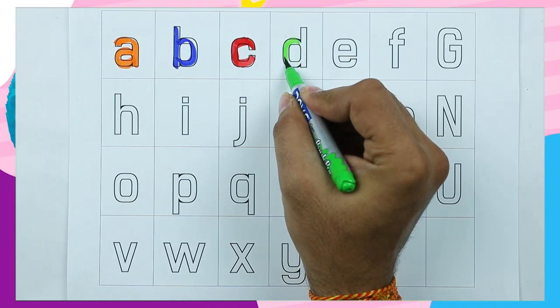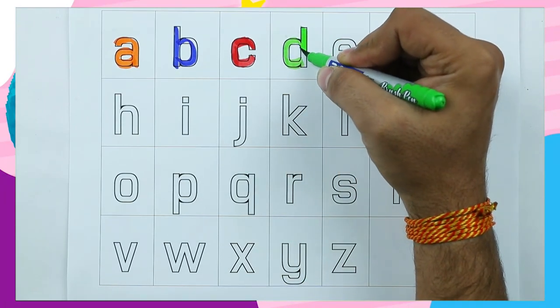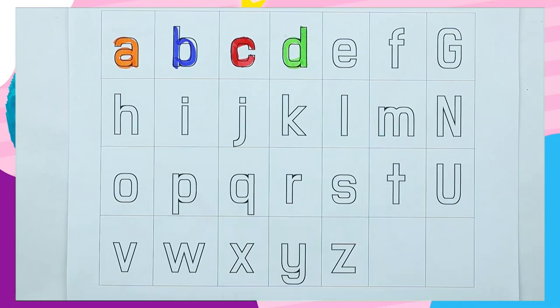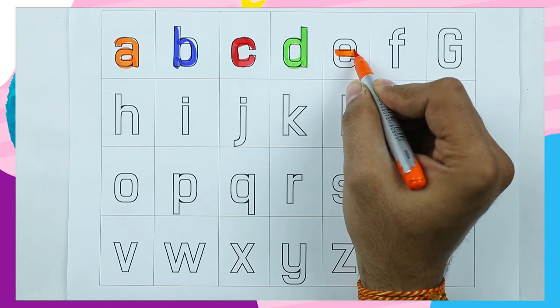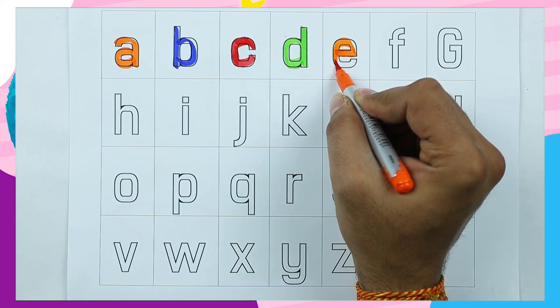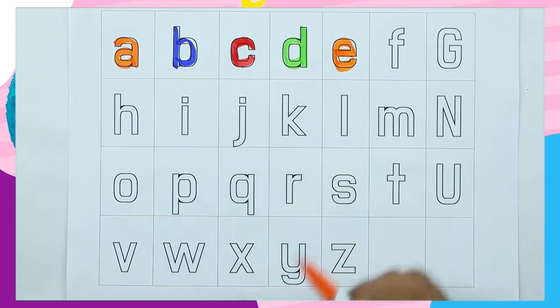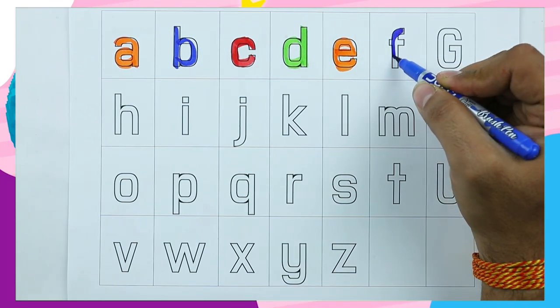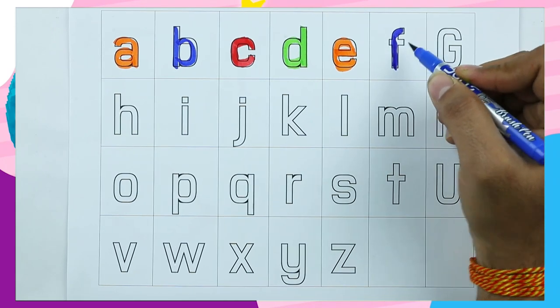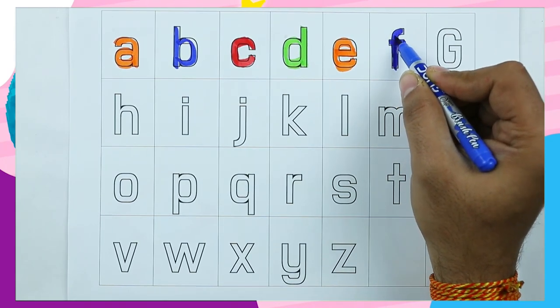D for dog, it's a D. D for dog. E. E for elephant. E for elephant. F. F for fish. It's a F. F for fish.